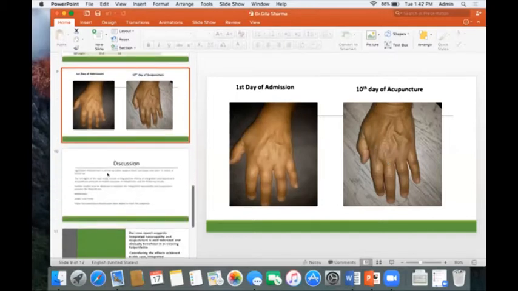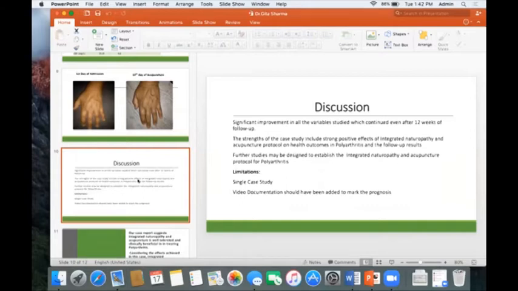So all these results show that the integration of naturopathy and acupuncture together brings improvement in polyarthritis. Again, polyarthritis is an autoimmune disorder, so here we are talking about immunity. These treatments and the diet that has been prescribed to her have helped to improve her condition. As we can see by the results itself, significant improvement was seen in the result variables. And from this study, we can say that there is a strong positive effect of the integrated naturopathy and acupuncture protocol on the health outcomes of polyarthritis.